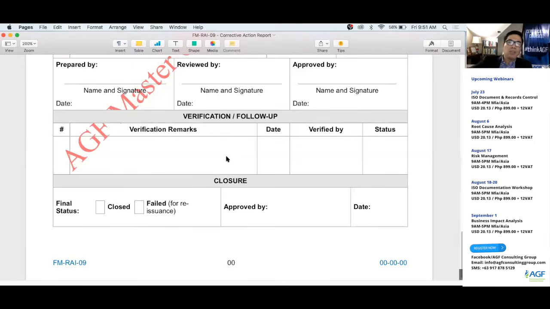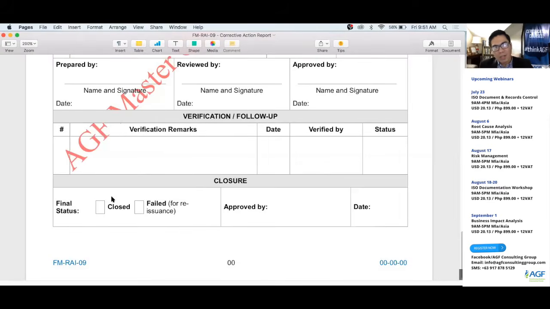So do not forget to follow it up. Follow it up, all right? Did it actually resolve the issue? All right? Did it actually prevent the nonconformity? Wala na bang sunog, in other words? Hindi na ba nangyari ulit yung oil spill on the floor? All right? So if that's the case, then you can finally close it by marking it here.